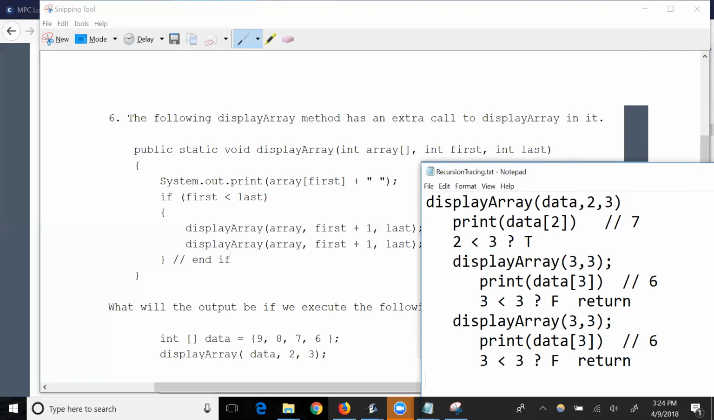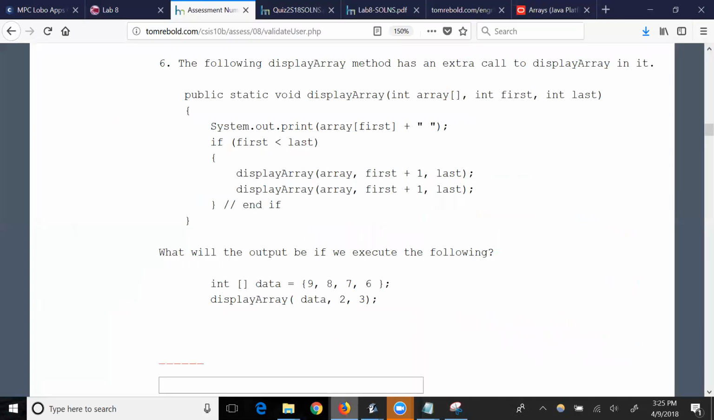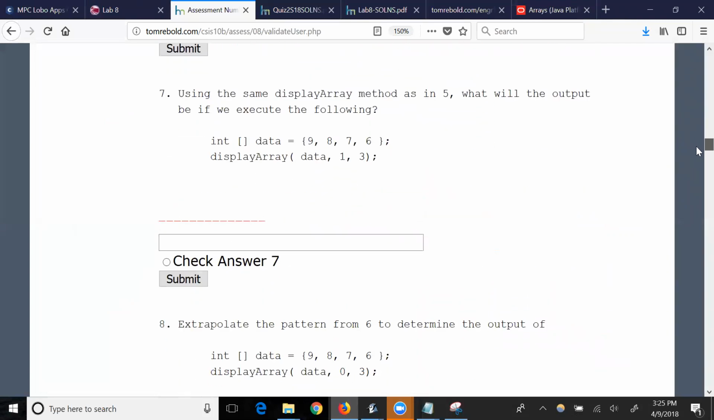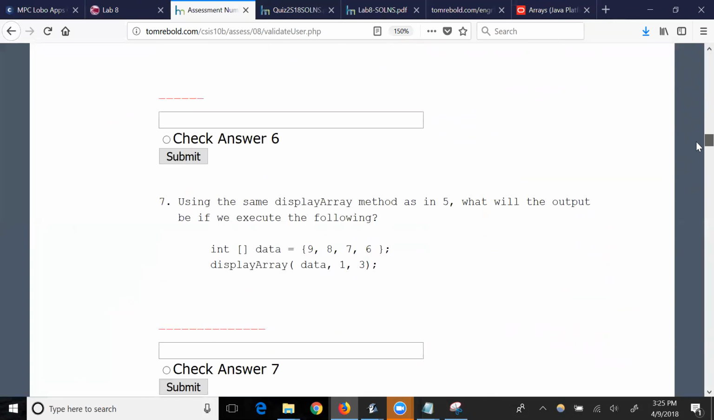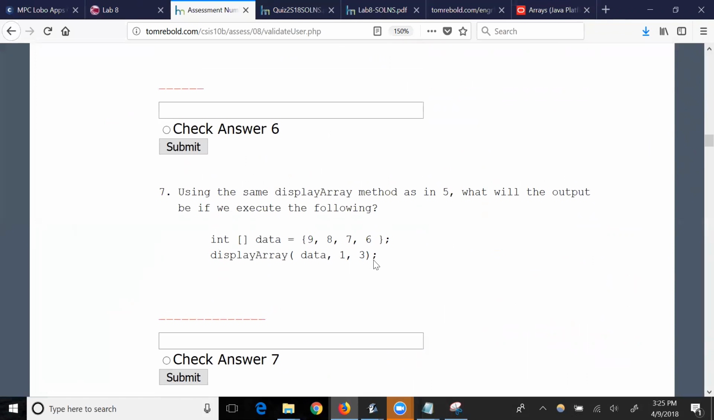Well, I think we have to do 7 first, don't we? Doesn't 8 rely on 7? Well, what's your question on 8? I got lost. Well, that's the point. That's why I built it up. Because when you do 7, data of 1, 3 is going to call data of 2, 3 a couple times, and you know the answer to that already. That's the beauty. If you know the answer to 7, you can use that in the answer to 8. Because display array of data 0, 3 is going to call display array of data 1, 3 a couple times. I get that. I was just hoping for a clear, simple way of getting it out.